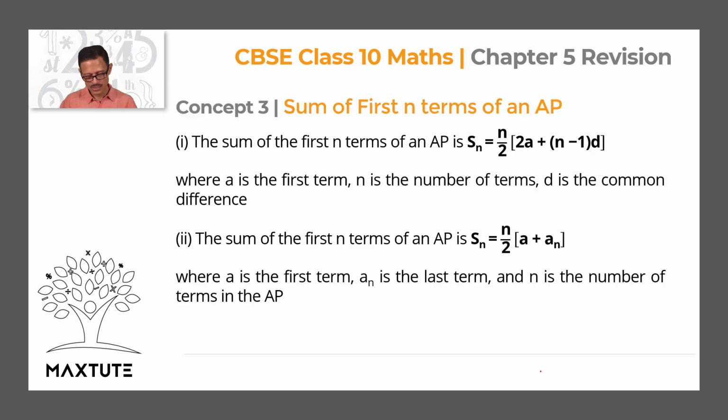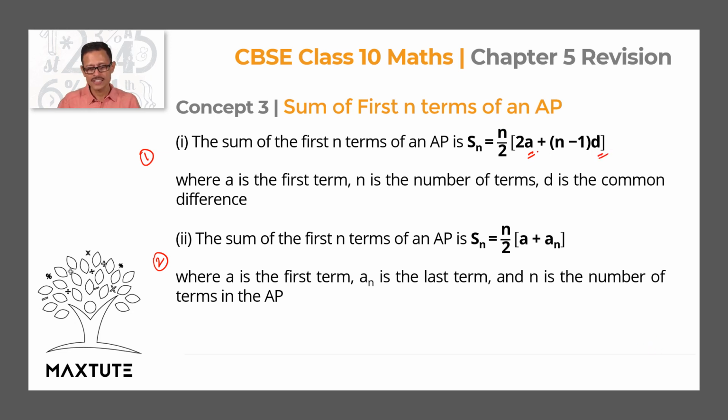Let's move to the next concept, which is the sum up to first n terms of an AP. The two formulae to compute that. Both these formulae will give us the same answer. We'll use one or the other formula depending upon what data is given to us. The first formula is sum up to n terms is n by 2 into 2a plus n minus 1 into d, where a is the first term, n is the number of terms up to which you are finding the sum, and d is the common difference.